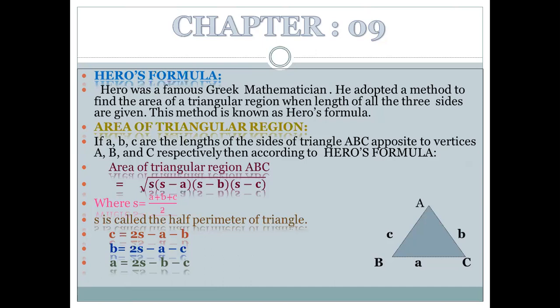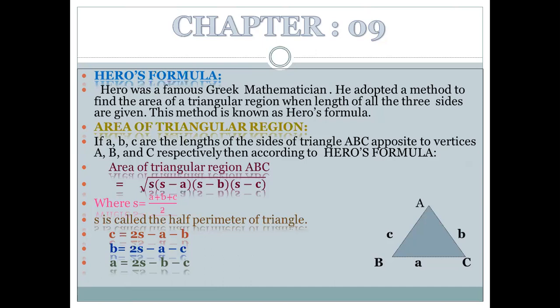Perimeter means, as I told you, calculate the walls of your classroom. So what you will do, how many walls are there? 4. And this is called the boundary of the room, or the boundary of any figure is called the perimeter of that figure. So the triangle has three sides, a, b and c. We add them and we divide by 2, because S is the half perimeter of the triangle.